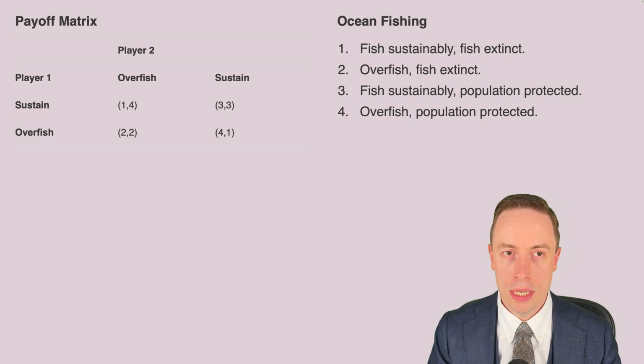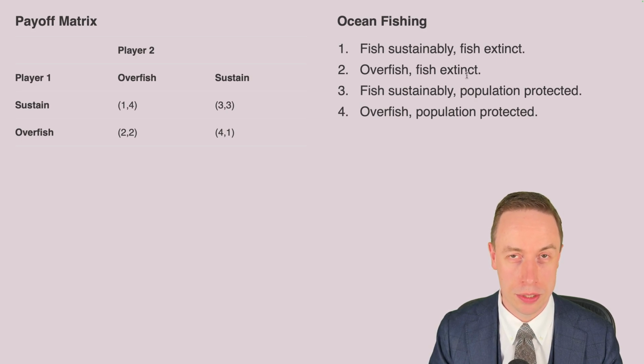Worst possible outcome: you try to fish sustainably, everybody else doesn't. The fish go extinct and you get nothing. Only slightly better: you participate in the overfishing, at least you make some money, but the fish still go extinct because everybody else is doing it.